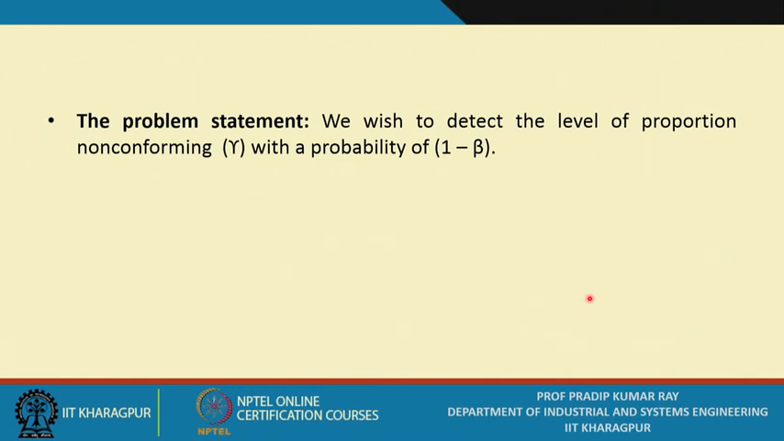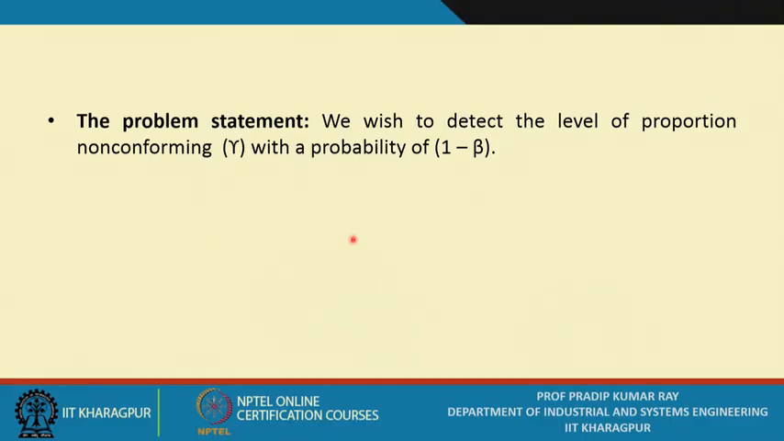So what is the problem statement? The problem statement is very simple. We wish to detect the level of proportion non-conforming gamma with a probability of 1 minus beta, that is, with the detection probability. And make sure that whenever the proportion non-conforming becomes gamma, it should be detected as quickly as possible. That means make sure that the average run length, if you recollect, we have defined ARL: on an average, how many sample points you are going to plot before an out of control condition is reached, that is, detected.